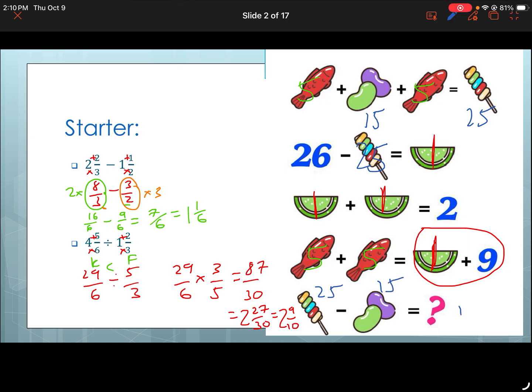25 take away 15, which is 10. Now, this is one of those where when it comes to objects, most people are quite happy with doing algebra, because that's all this is, right? This is just algebra. I could call the fish F, I could call the jelly bean J, and I can call, I don't know, is it a lollipop? I don't know. Call that L.